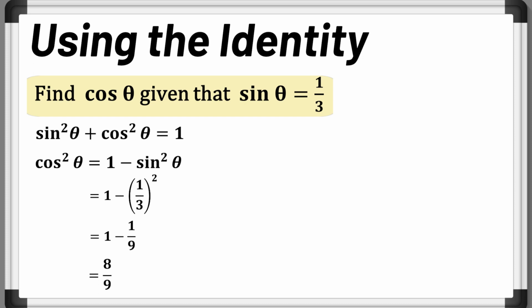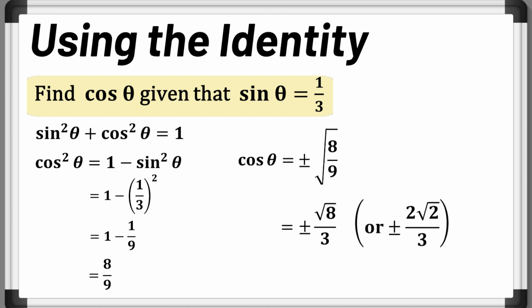Now we need to square root both sides to get cos theta, not cos squared theta. So that means cos theta equals plus or minus root 8 over 9, which simplifies to plus or minus root 8 over 3, or plus or minus 2 root 2 over 3. So what we have found is that if sine theta equals 1/3, then cos theta can be positive or negative 2 root 2 on 3. In the next section, we're going to have a look at how we can take this identity even further.